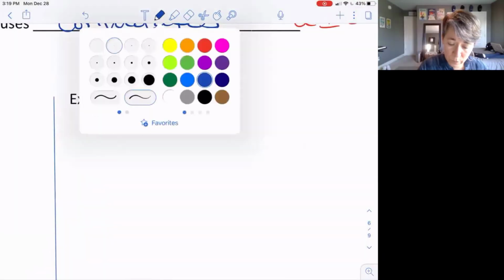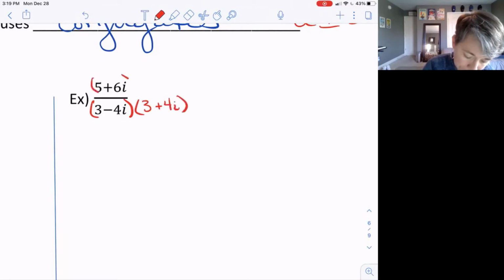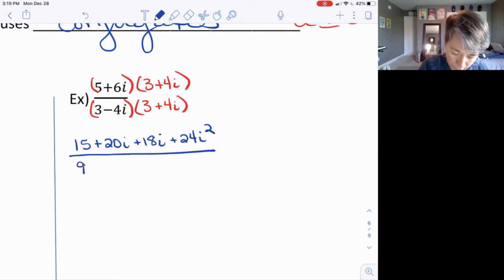On our second example, remember we don't want a denominator, so we're going to multiply top and bottom by the conjugate of that denominator, which is 3 plus 4i. So when we distribute on top, we would get 15 plus 20i plus 18i plus 24i squared. In the denominator, we get 9 plus 12i minus 12i minus 16i squared.